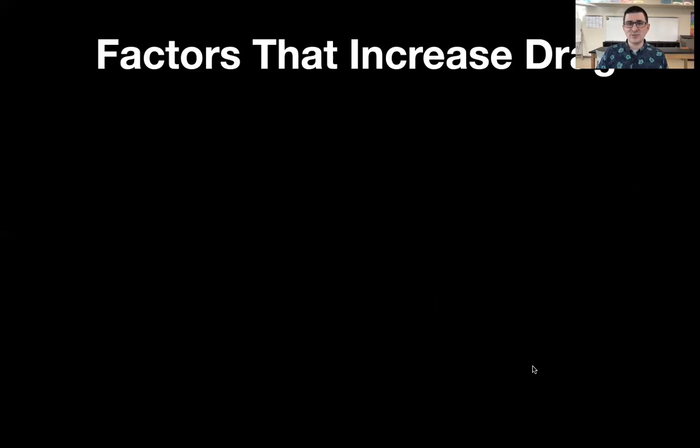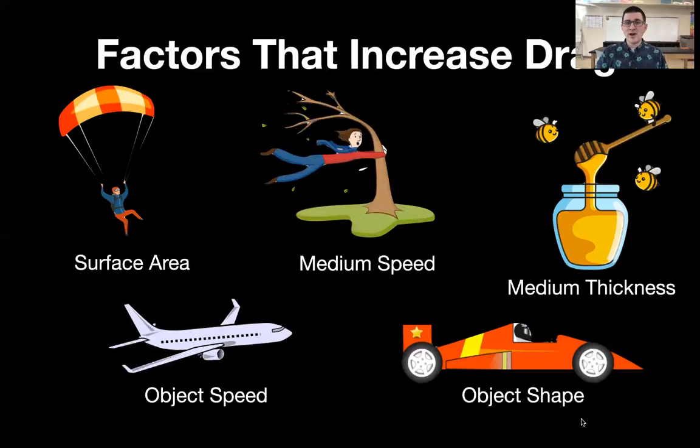If you think about times where you've experienced a lot of drag, what were the factors that increase the drag? There's actually 5 that we need to know. One is a big surface area. And that's why skydivers open the parachutes, because then you hit more air molecules. If you're moving really fast, then you're going to hit a lot of air molecules. Or if the air is moving really fast, then you're also going to hit a lot of air molecules.